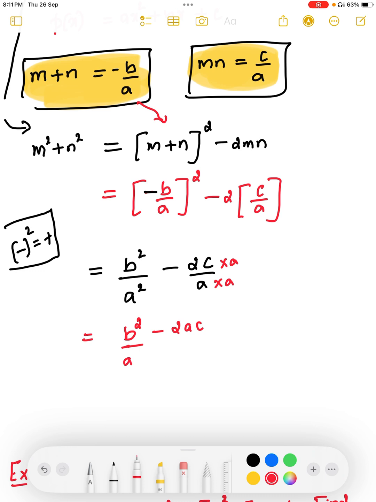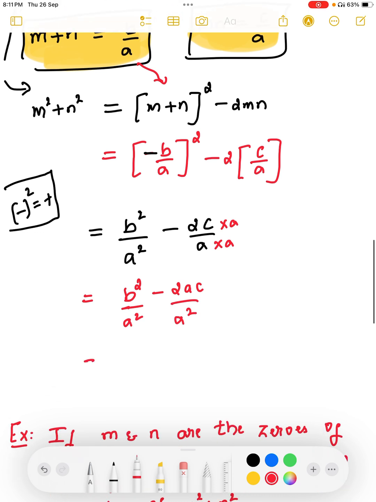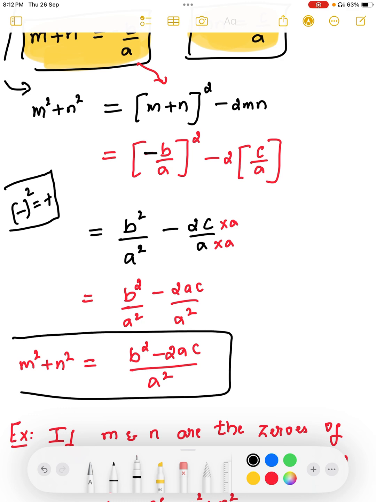Now we have a square here and we have a square here. Since the denominators are the same, we can directly add or subtract the numerators. So the final answer is (b square minus 2ac) by a square. The value of m square plus n square is (b square minus 2ac) by a square.